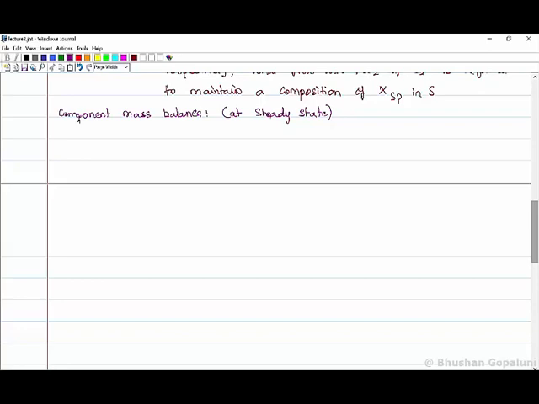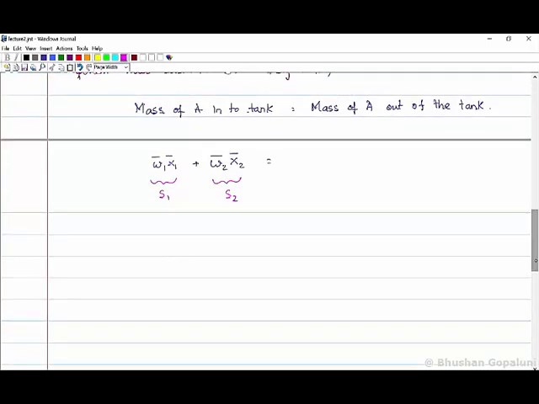Now let's write the mass balance equation for component A. Obviously, because we are assuming that the process is at steady state, mass of A entering the tank must be equal to mass of A leaving the tank. Using that, we can write this equation: W1 bar times X1 bar plus W2 bar times X2 bar is equal to W bar times XSP. Let's call that equation 1.